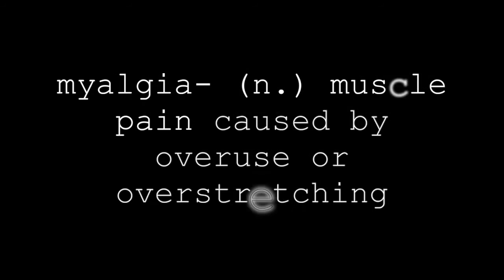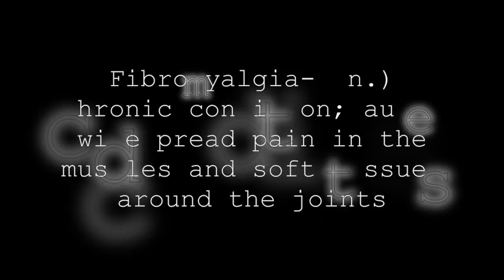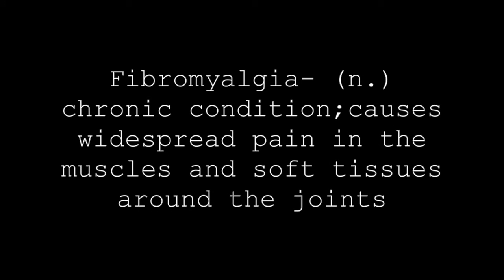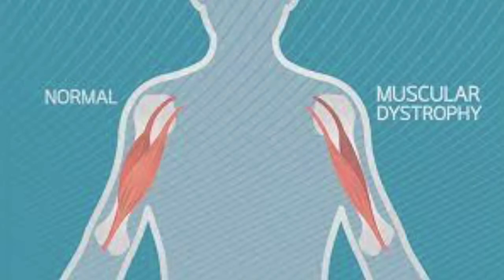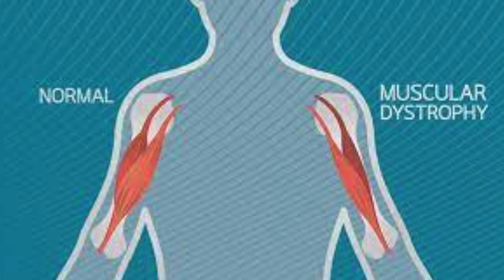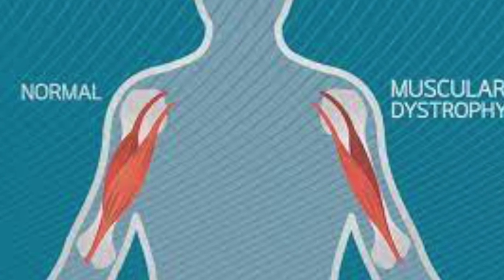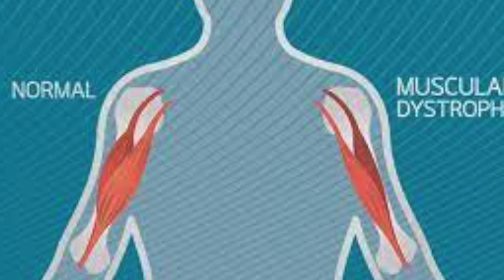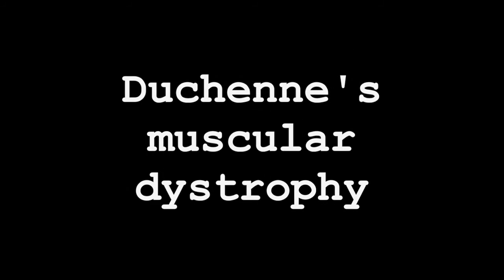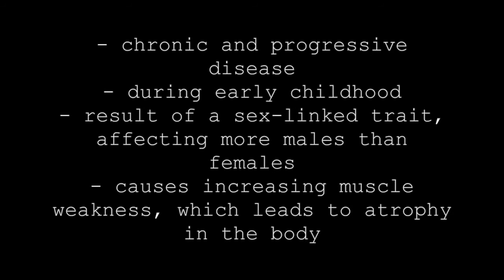The first type of disease is a myalgia, which is a muscle pain caused by overuse or overstretching. Fibromyalgia is a chronic condition which causes widespread pain in the muscles and soft tissues around joints. The next type of disease is muscular dystrophy, which is a progressive form of muscle weakness caused by a deficiency in the dystrophin protein. Duchenne's muscular dystrophy is a chronic and progressive disease that affects the shoulder and pelvic girdles.